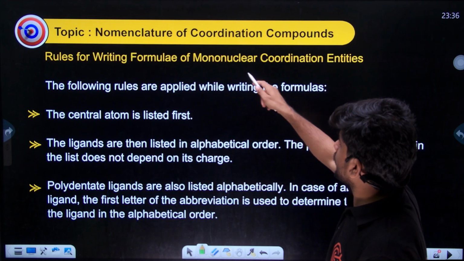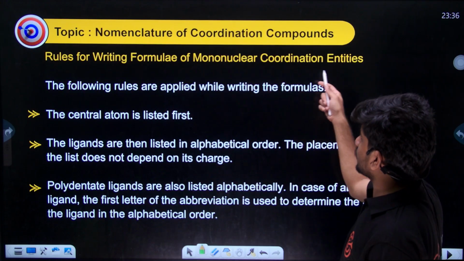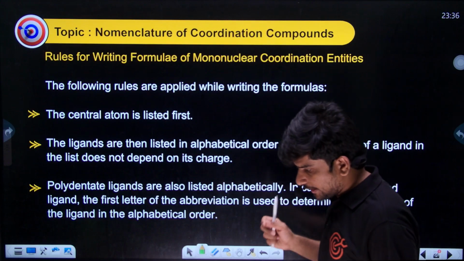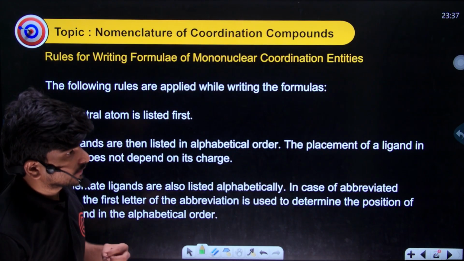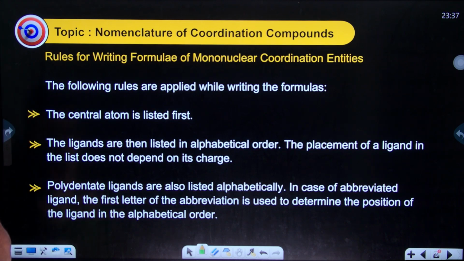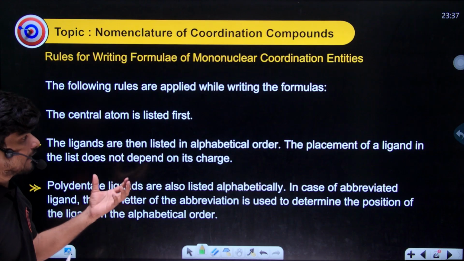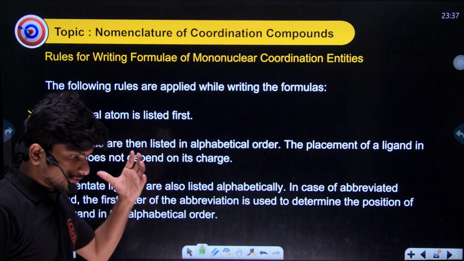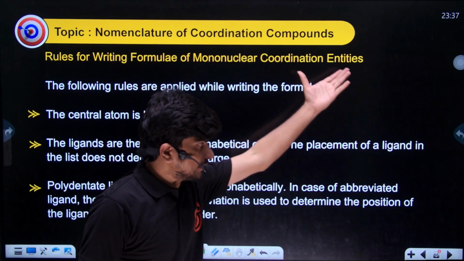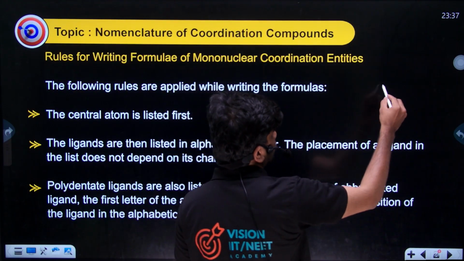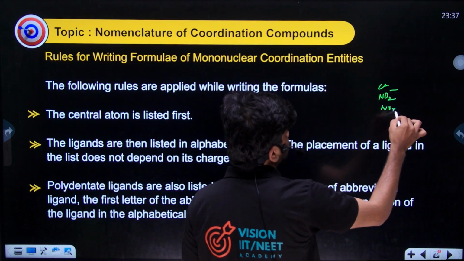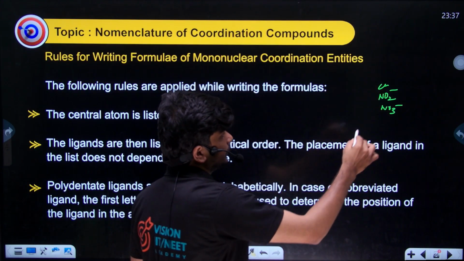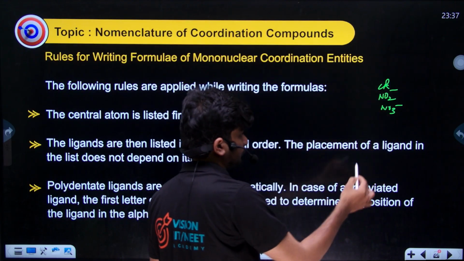For mononuclear coordination entities, the central atom is the one which you'll write first. Central atom is listed first. Then the ligands are listed in alphabetical order. You need to identify the ligands which are present. Suppose you have chlorine, NO2 minus, NO3 minus; you identify all these ligands and write them in alphabetical order.